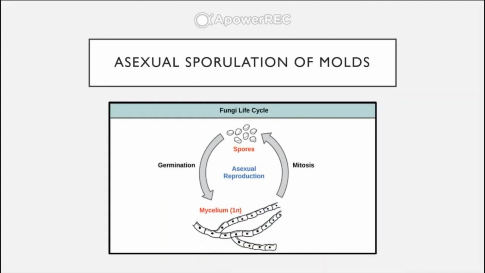Now here we have asexual sporulation of molds. Remember I said it could be asexual or sexual. And this skips the process of going from haploid to diploid and meiosis occurring. Rather, we just have spores that germinate into mycelium, and mycelium go through the process of mitosis to make more spores. Asexual spores have a greater clinical significance than sexual spores because they are the only kinds of spores we observe.